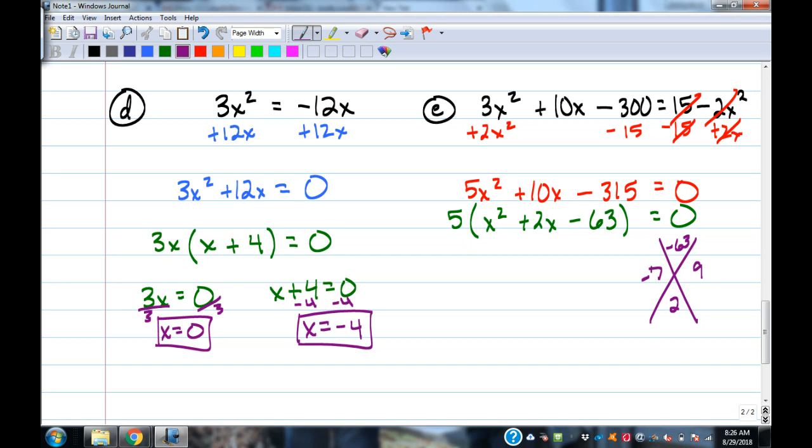Okay. Can we take the shortcut on this part? Yes. The 5 is no longer part of this thing. It's out here in the front. So there's nothing really in front of that x squared except for that 1. So that allows us to take that shortcut here and get x minus 7, x plus 9. And then the 5 technically is still there.